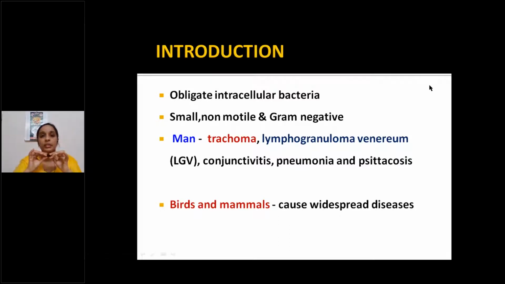This Chlamydia contains three important pathogens. One is Chlamydia trachomatis, second one Chlamydophila pneumoniae, and Chlamydophila psittaci. All these are major human pathogens. They cause trachoma, LGV (Lymphogranuloma Venereum), conjunctivitis, and cicatrization. These chlamydial organisms cause infections in birds and other animals also.